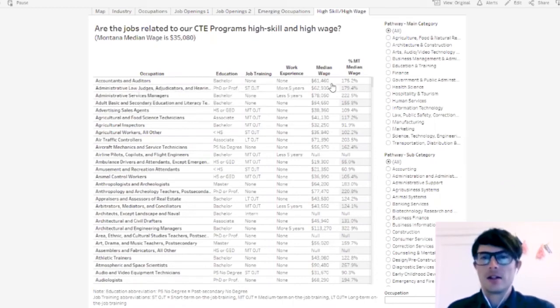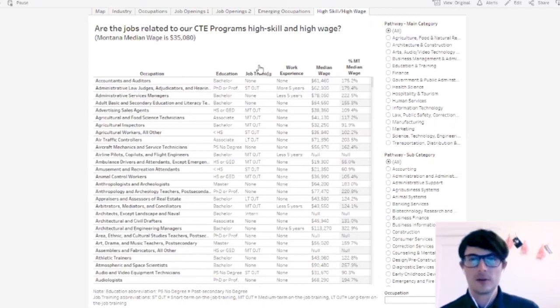We also have Montana's median wage for the specific occupation, as well as the percent of Montana's overall median wage that this median wage is, so that you can show whether the median wage for this occupation is higher or lower than Montana's as a whole. You can filter down by career pathway as well. Anytime you see median wage reading null, that doesn't mean there's no data for this. It just means we had to suppress that data.